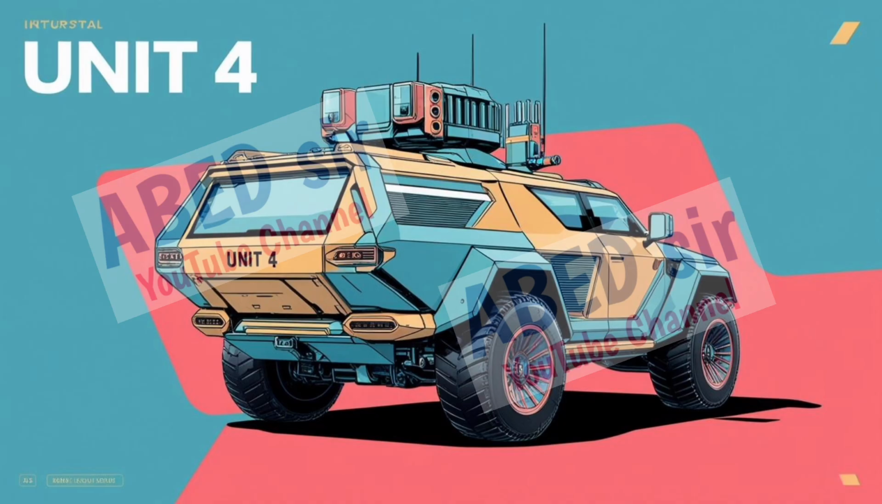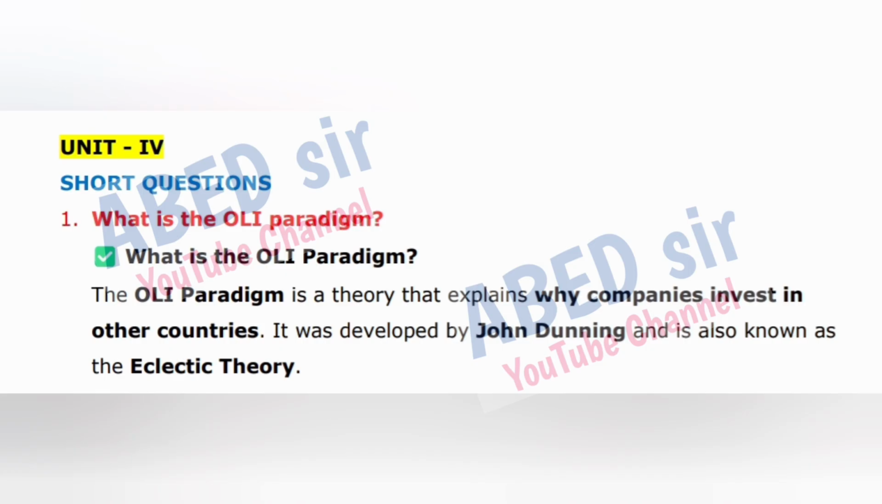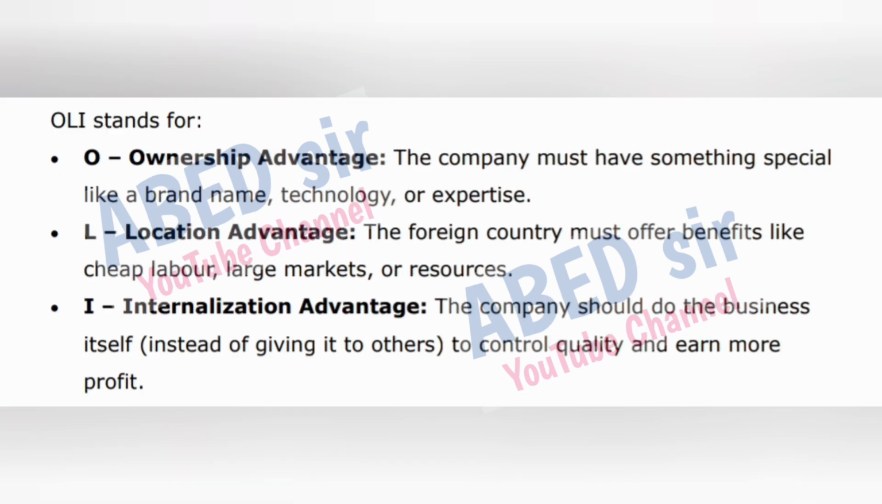Unit 4 first important short question is: what is the OLI paradigm? The OLI paradigm is a theory that explains why companies invest in other countries. It was developed by John Dunning and is also known as the eclectic theory. OLI stands for O. Ownership advantage.